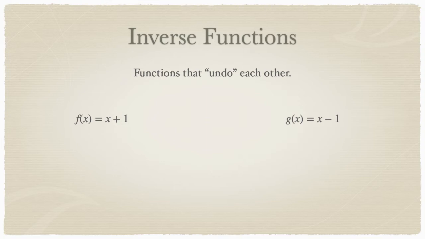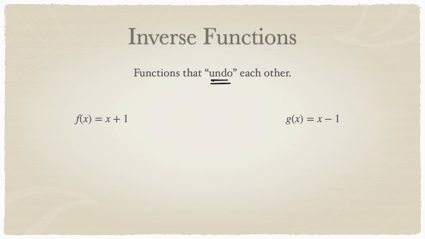Inverses are functions that undo each other. Here I've got two functions, and these are inverses of each other. You wouldn't know that, except I'm telling you they are. Okay, but it kind of makes sense. They undo each other, so function f here takes whatever x is and adds 1, and function g takes whatever x is and subtracts 1. So they do the opposite of each other.